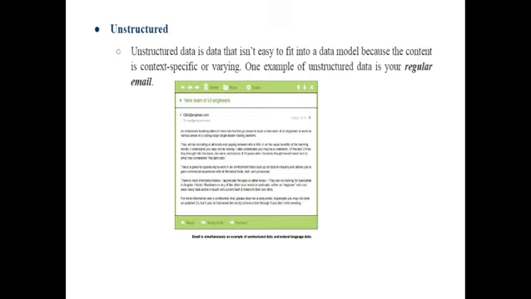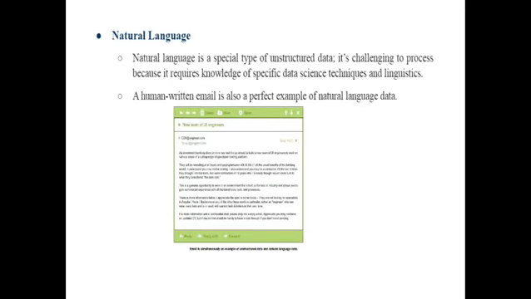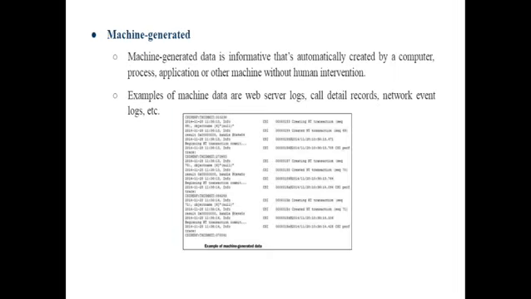For example, our regular email, the content in our email, like in a paragraph, also comes under unstructured data. Then the next one is natural language. Natural language is also unstructured data. It's challenging to process because it requires knowledge of specific data science techniques and linguistics. A human-written email is also a perfect example of natural language.